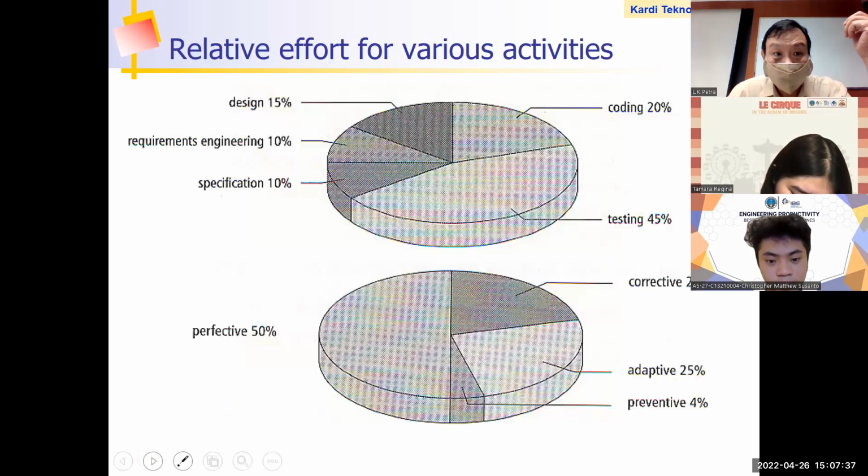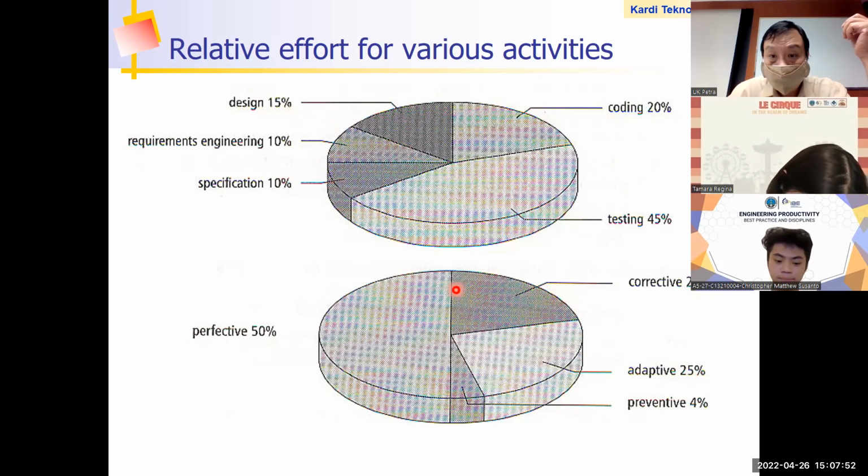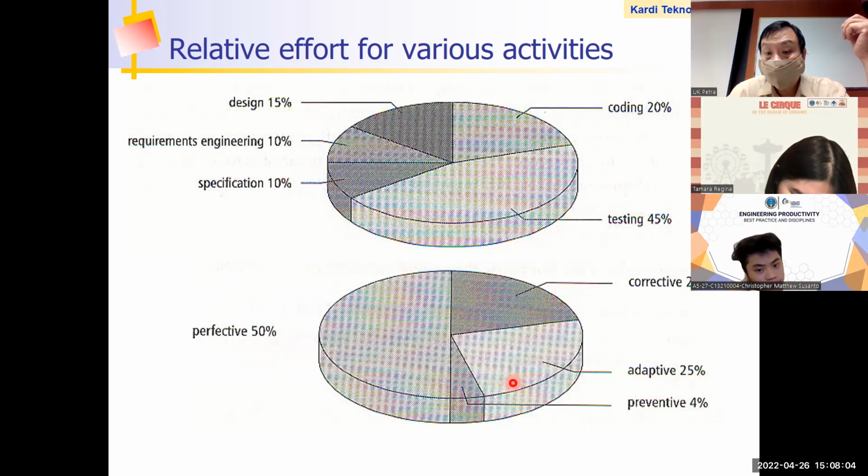So again, these are the relative costs or effort for various activities. You can see this is for the development and definition, and this is for the maintenance. If we separate them, you see the testing is actually 45%, and in here, half of this goes to perfective maintenance.